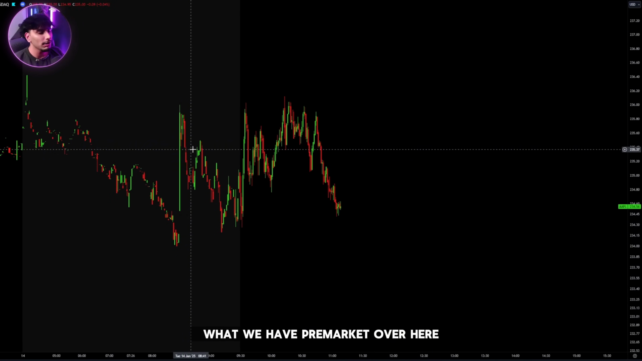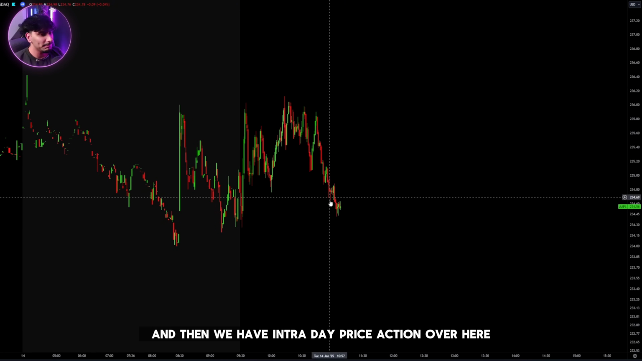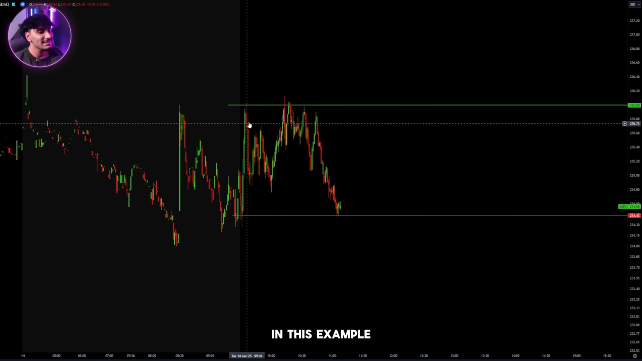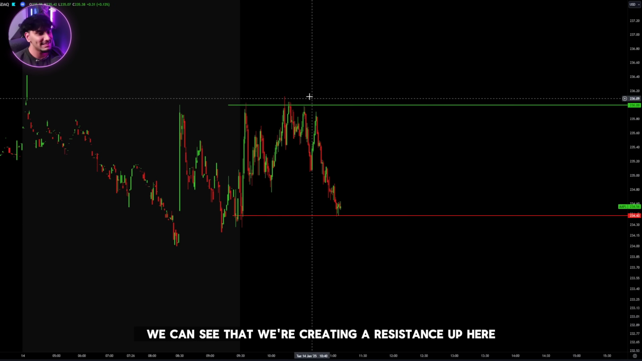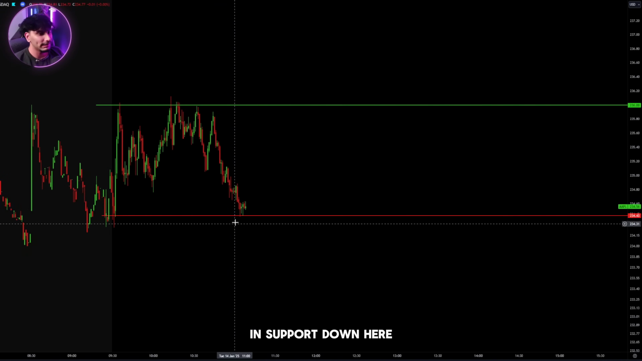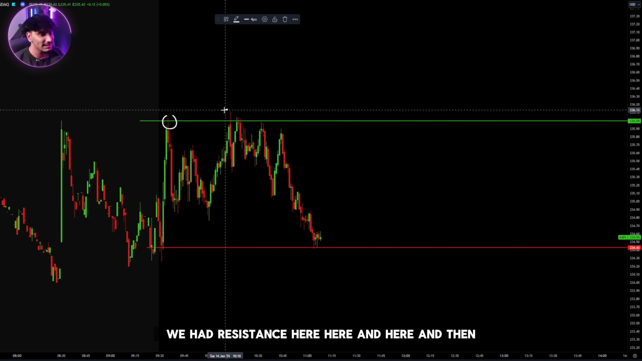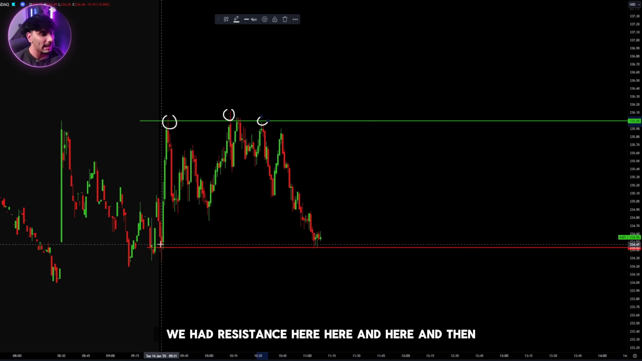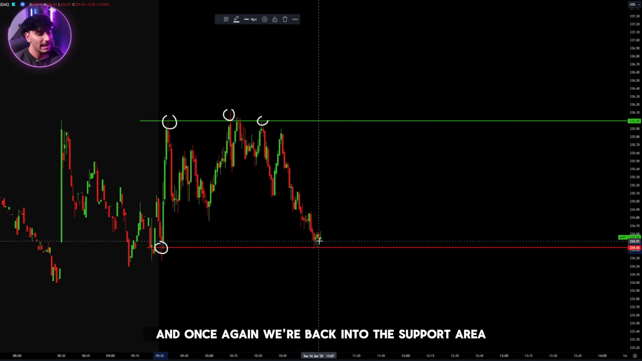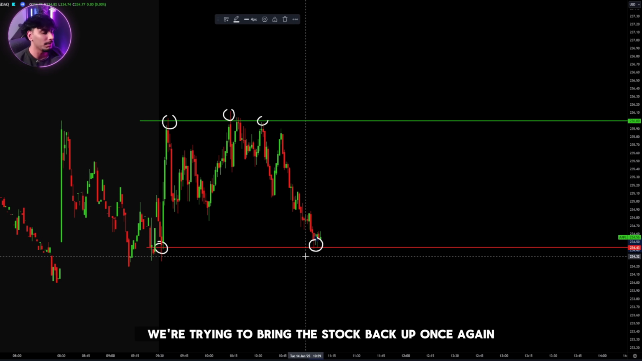Well, we have pre-market over here, and then we have intraday price action over here. In this example, we can see that we're creating a resistance up here and support down here. We can see that every time we came into these areas, we had resistance here, here, and here. And then when we came into the support area, we brought the stock back up. And once again, we're back into the support area, we're trying to bring the stock back up once again.